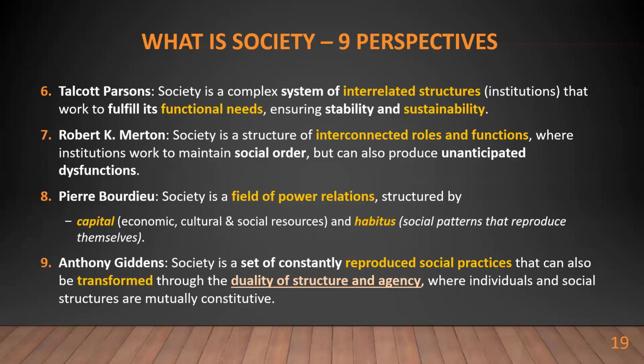So his definition is this: we have the habitus, we have the reproduced social practices, but they also can be transformed because of the structure and agency relationship, where individuals and social structures are mutually constitutive. So they make each other, they create each other. Individuals are shaped by culture, by structure, and the structure and culture are shaped by individuals. So there's this mutual relationship.